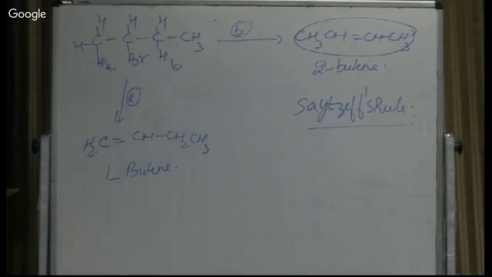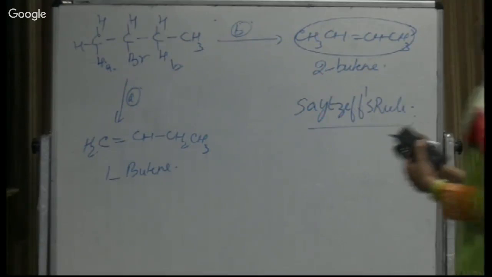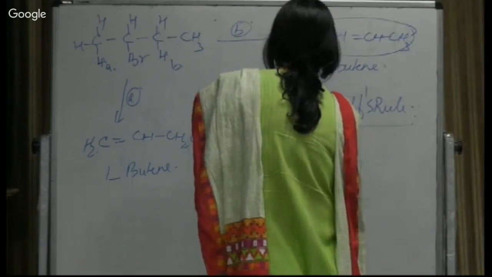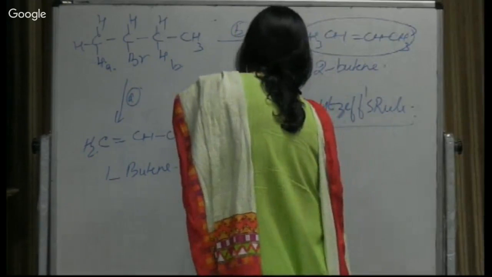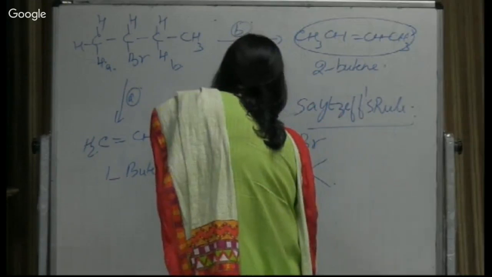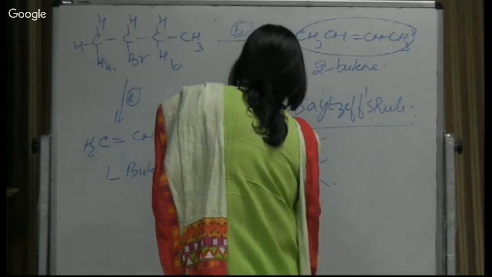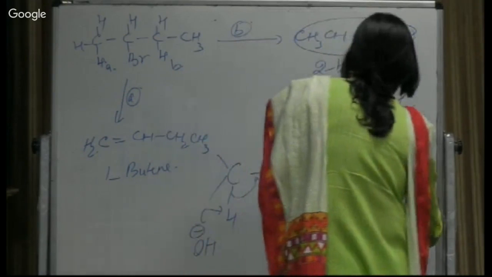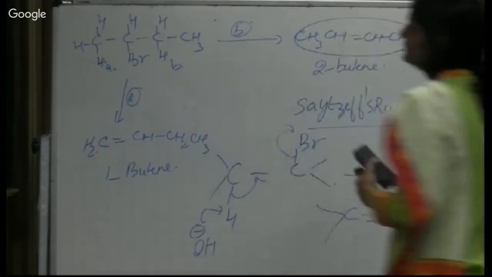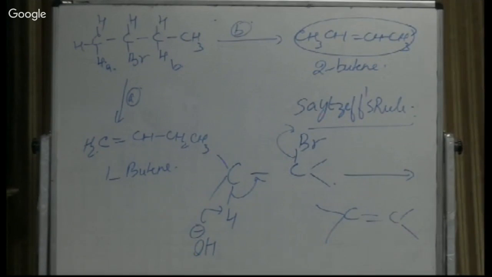What is the mechanism of the elimination reaction? The mechanism of elimination: so if you have the base, it's a bimolecular elimination reaction, giving you the corresponding alkene as the product.